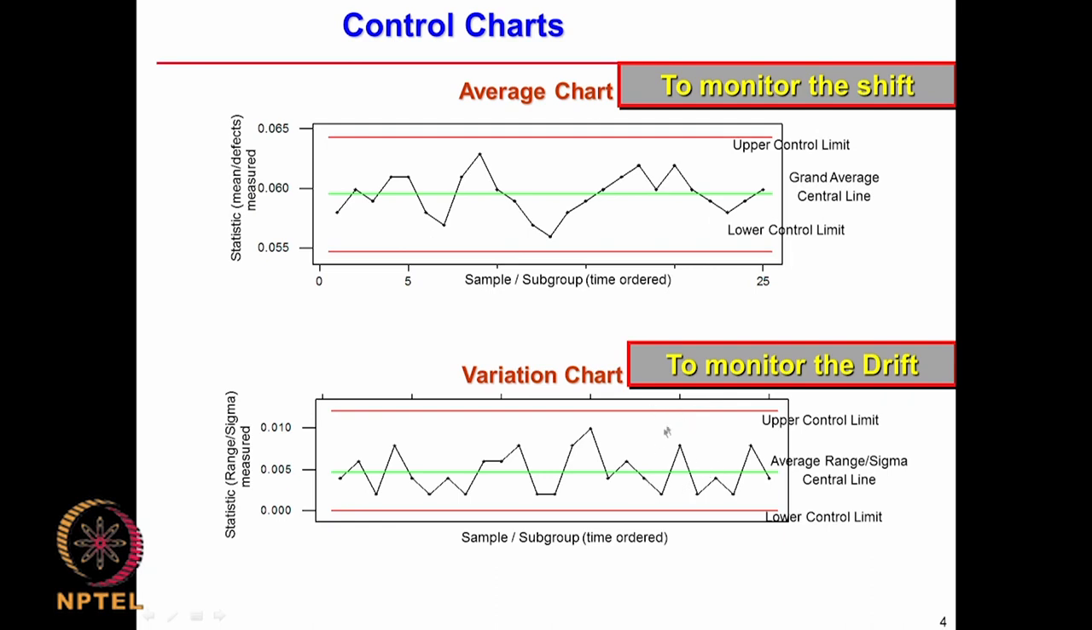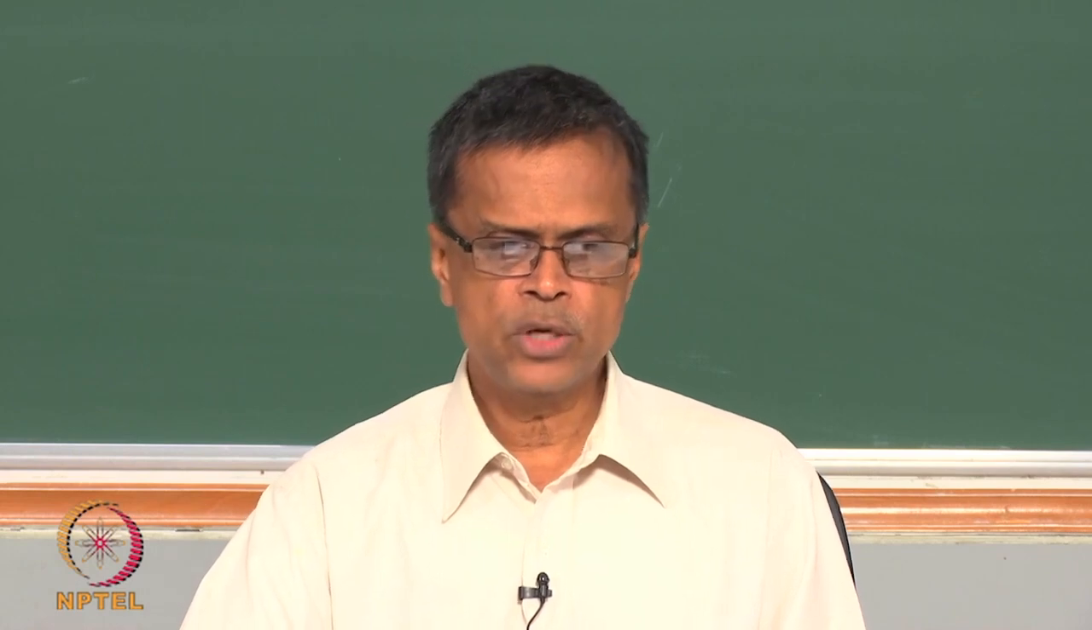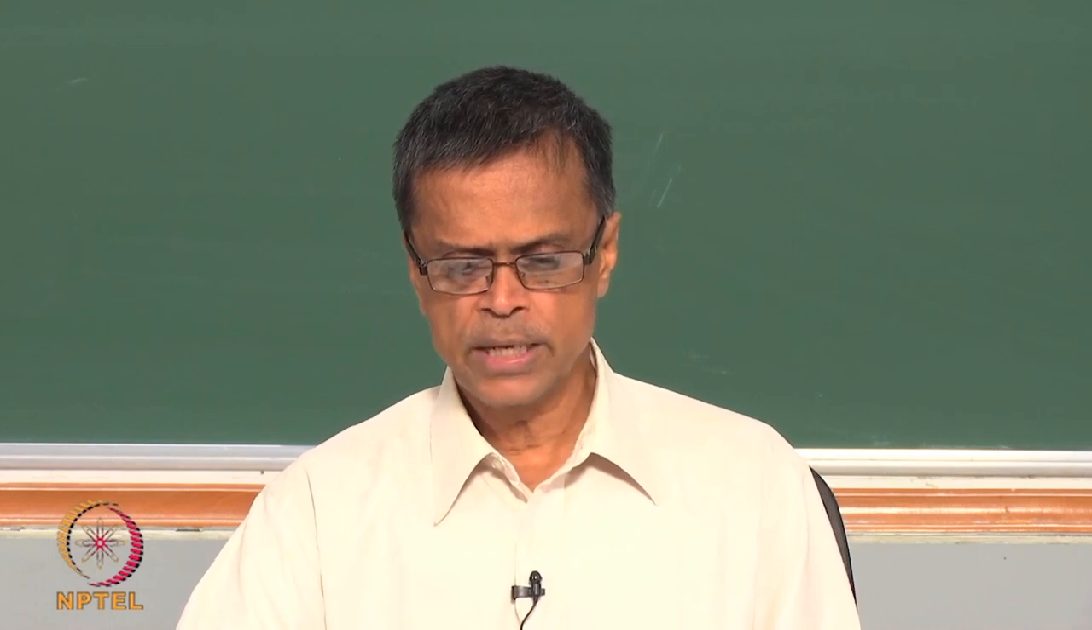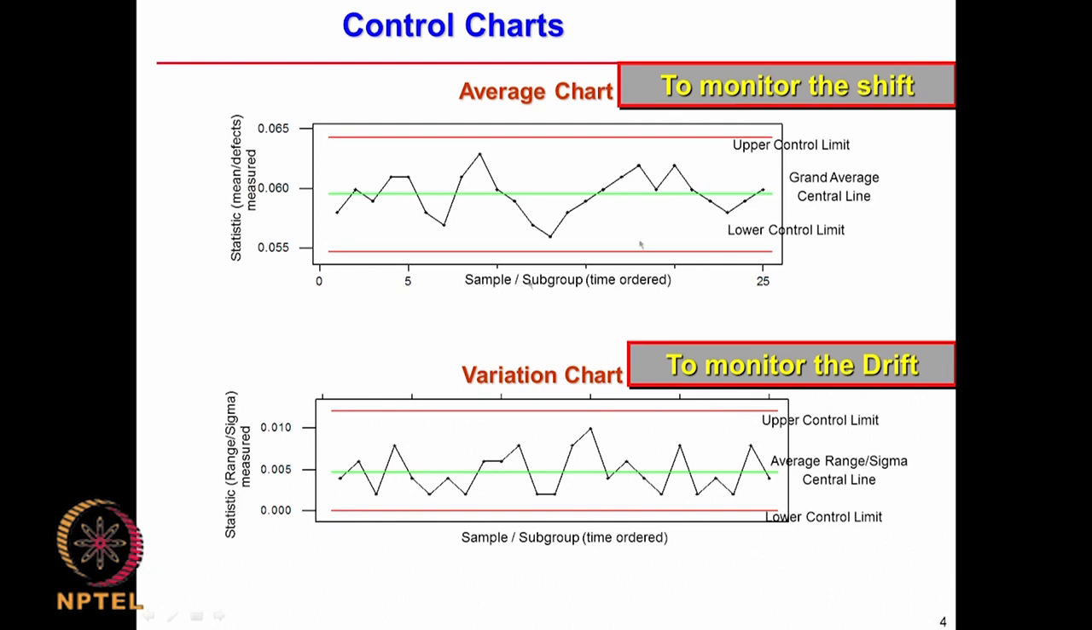We can also look at the variation. Like I said, if of the two bolts I take, one is 10 and another is 10.1, the variation could be 0.1. In the next sample, one could be 10 and another could be 10.3, so the variation could be 0.3. Like that I could plot and look at how they change as a function of time. So, we can look at the drift, how the data is drifting. Is it slowly going down or slowly going up, or is it random? We can see so many things by looking at it pictorially over a period of time.